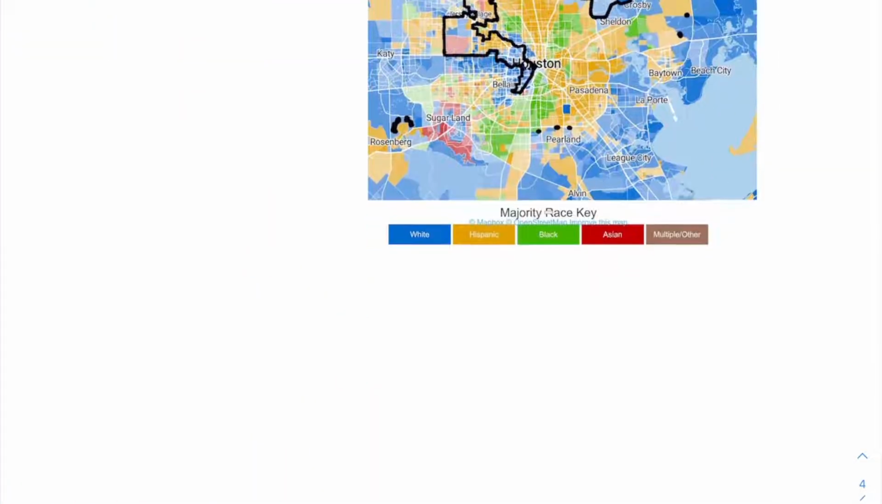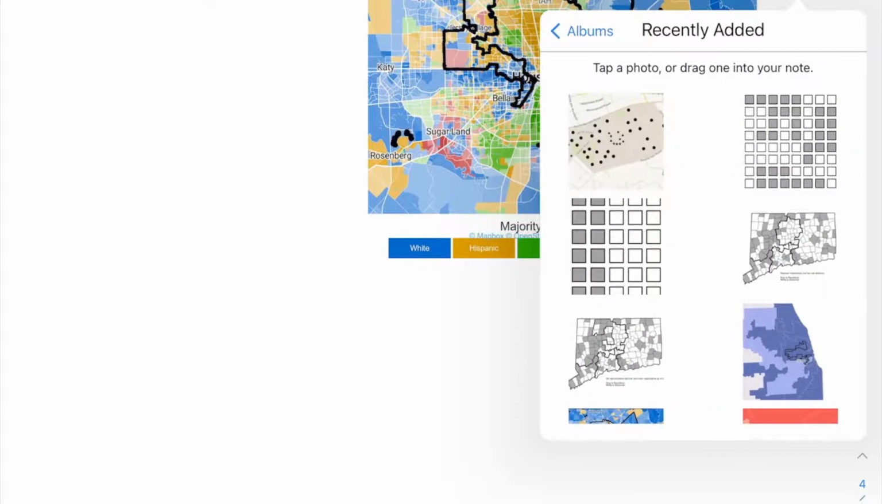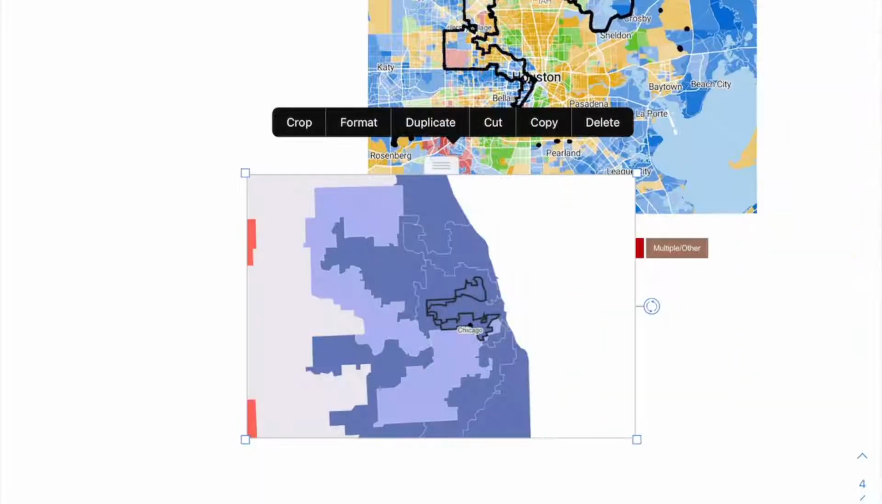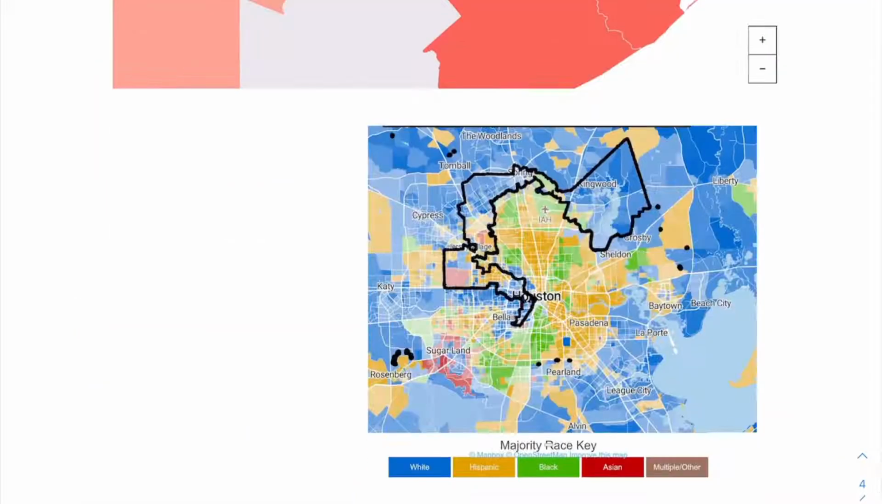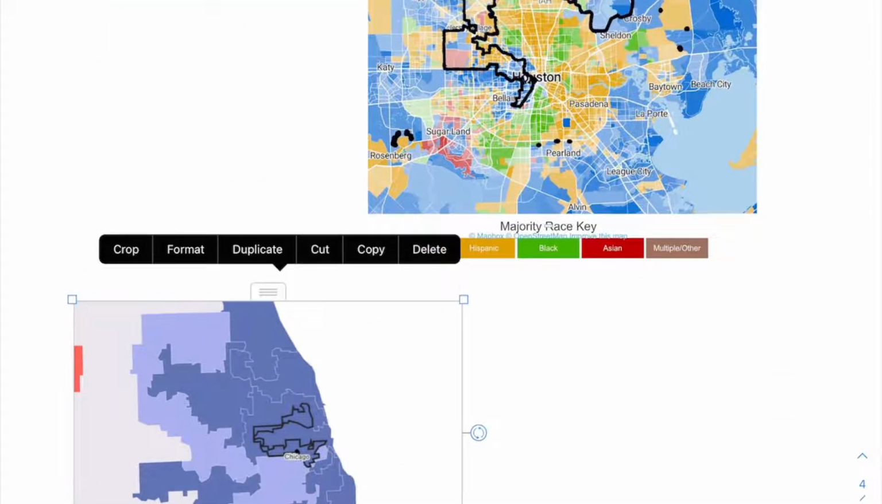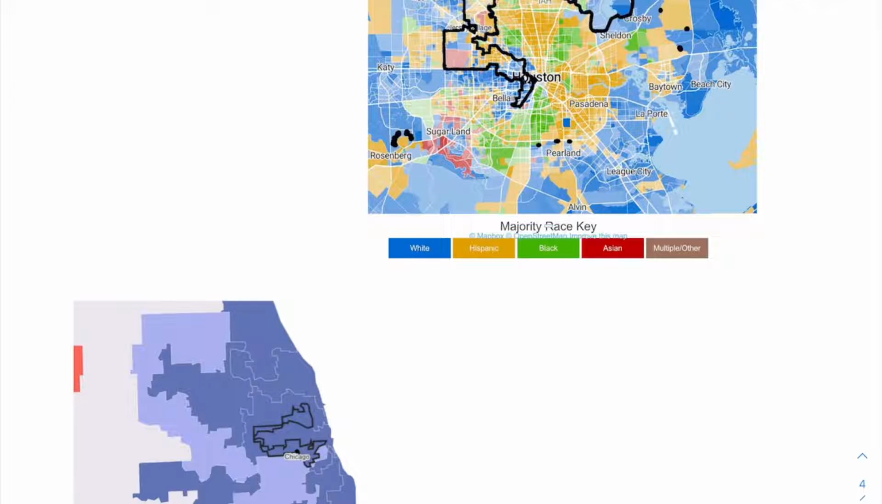Sorry, I'm so zoomed in. All right, one more. This is interesting too. Give me another page. Sorry, I don't know what's happening.